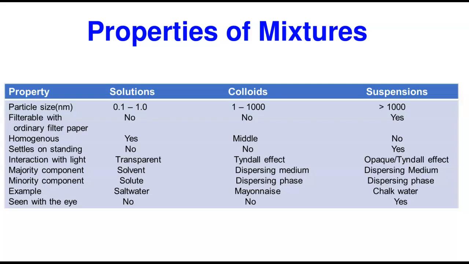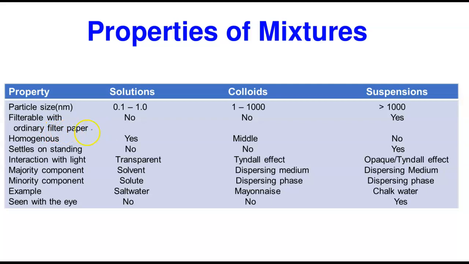And the last thing we're going to consider here, but not the least, is a table that I just made for you to consider all the properties of these mixtures. Very interesting table. Here we have the property, and the solution, colloid and suspension. In particle size, the solution is very small. This measurement is in nanometers: from 0.1 to 1, very small. The colloid is between 1 and 1,000, whereas the suspension is greater than 1,000.